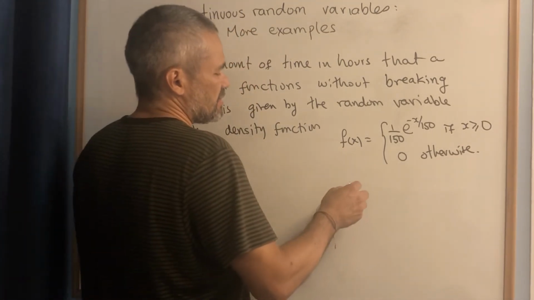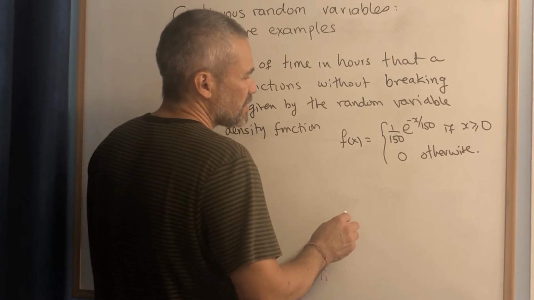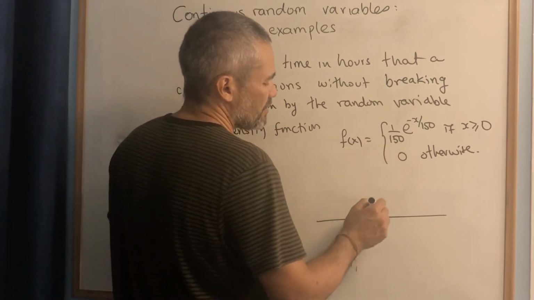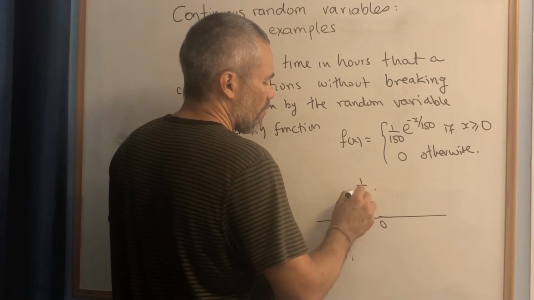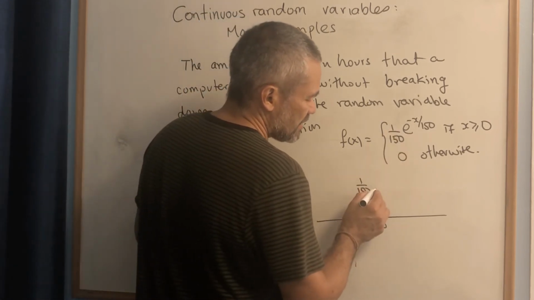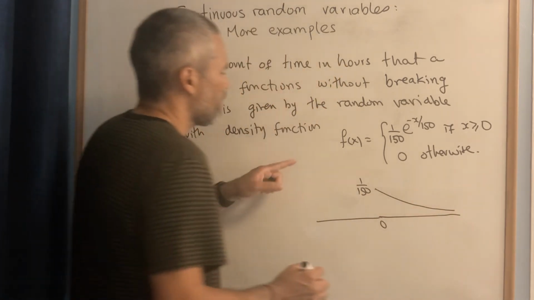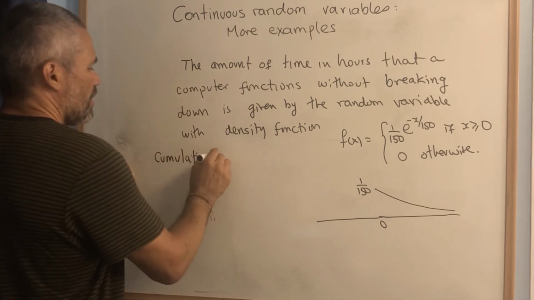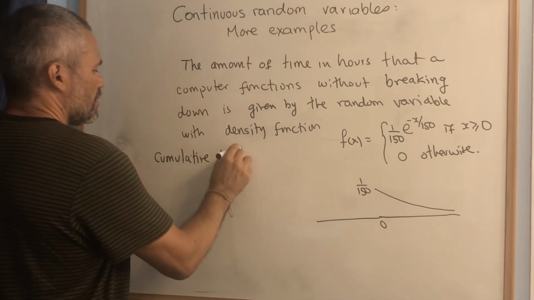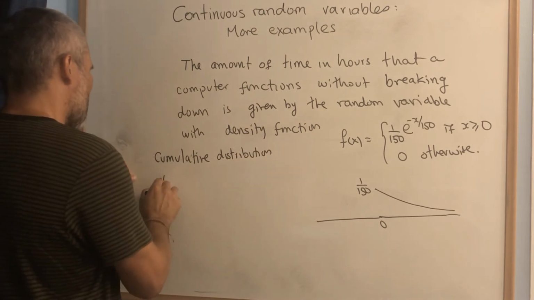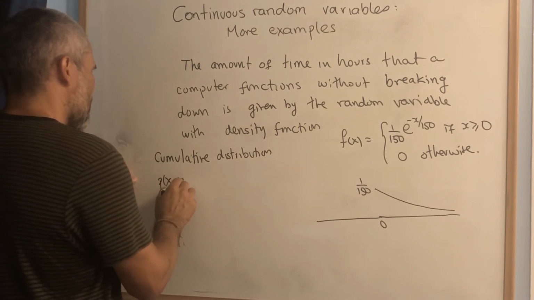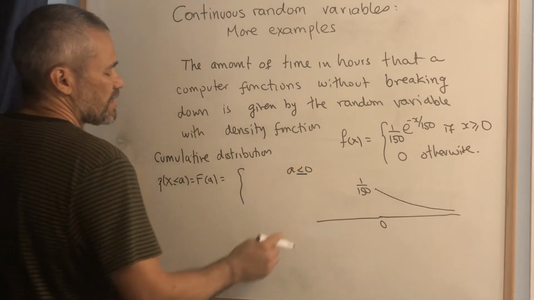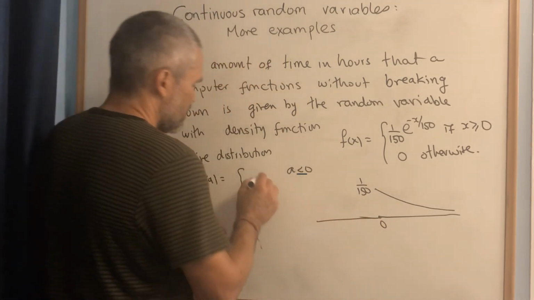Notice that the graph of this function is like this. Before 0 it is 0, and at 0 it is equal to 1 over 150, and then after that it is just an exponential decay. The cumulative distribution by definition is the probability that x is smaller or equal than a. This is f of a, and if a is smaller than 0, then we're integrating the 0 function and we get 0.